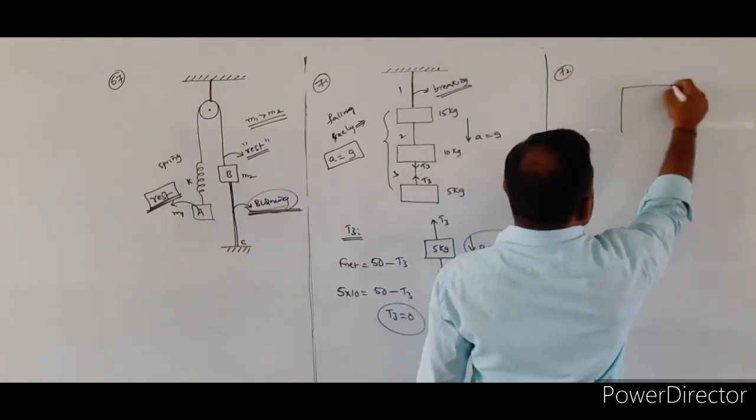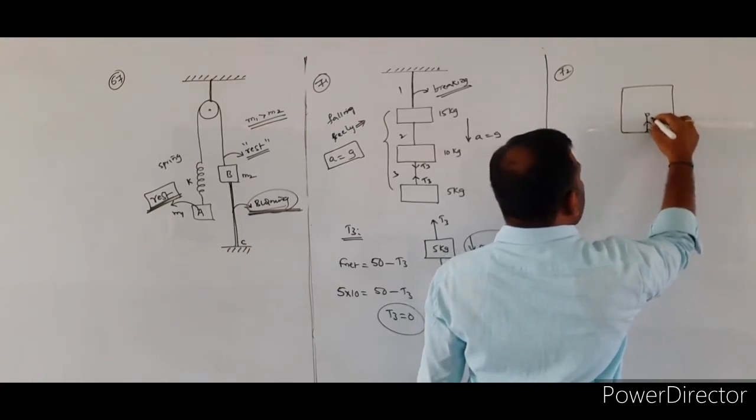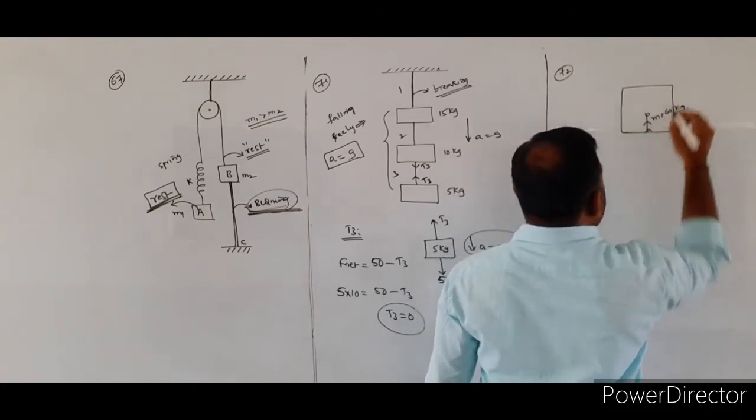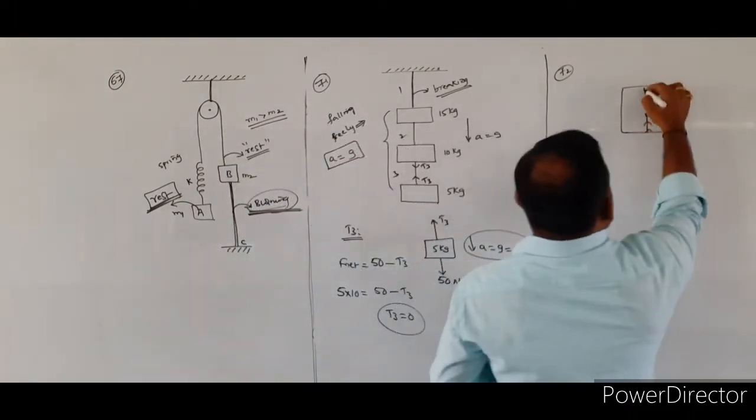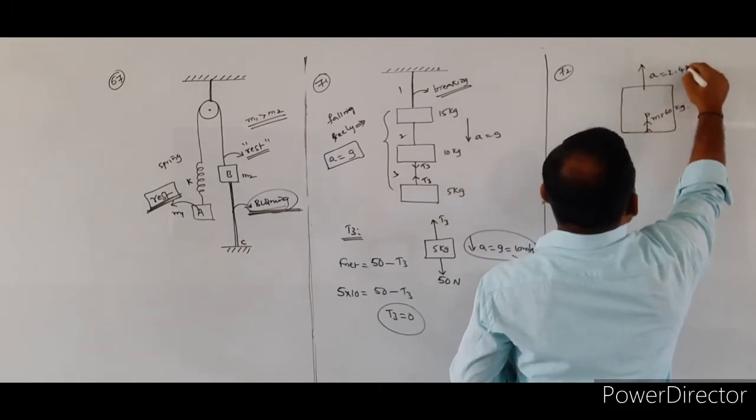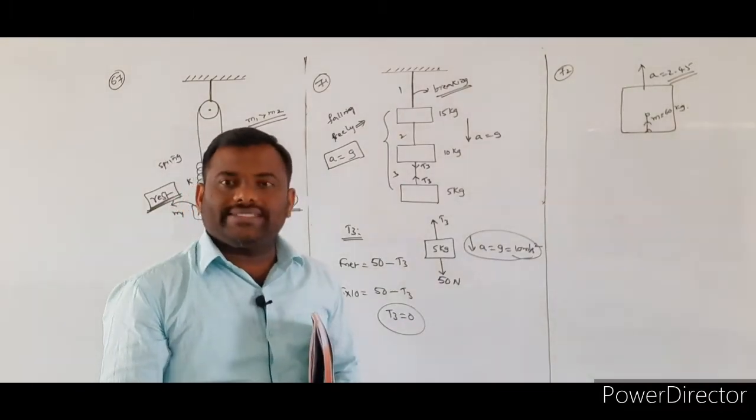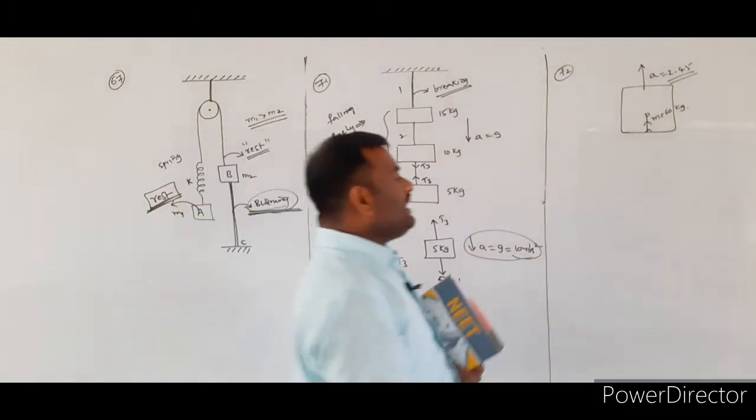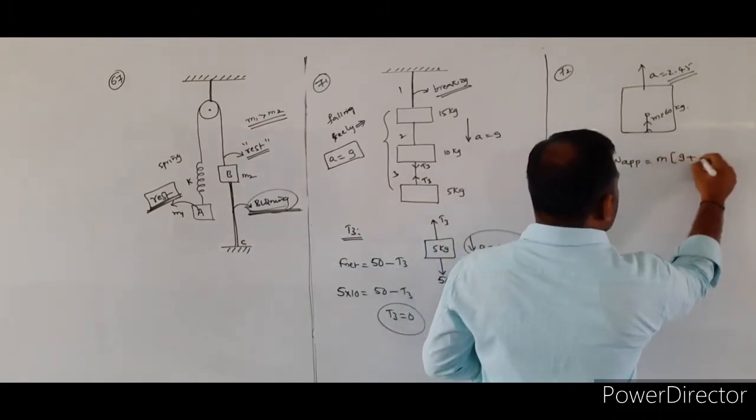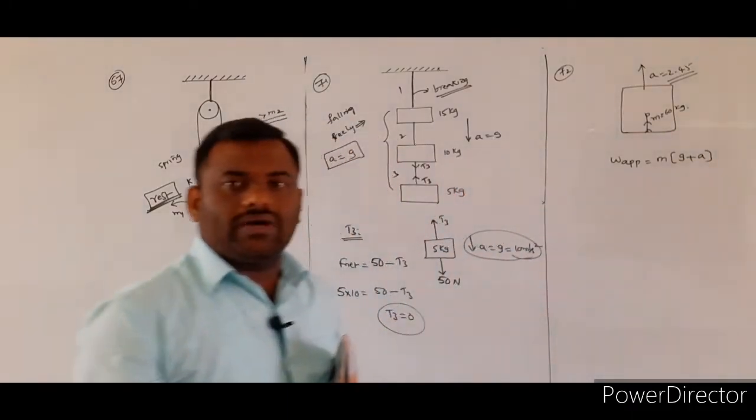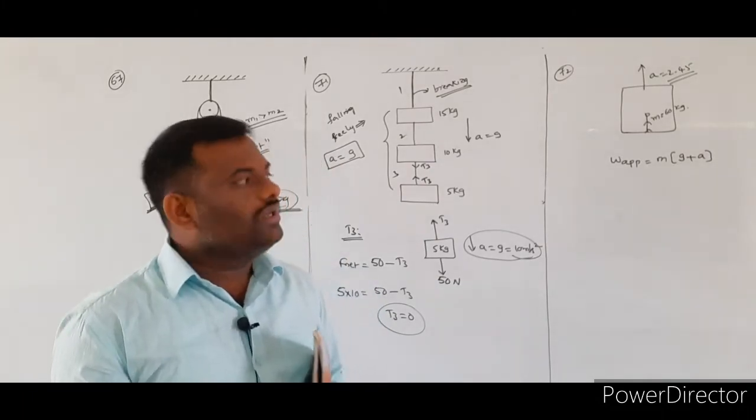So here we consider the lift case. A person is standing inside the lift whose mass is 60 kg, and the lift is moving in the upward direction with an acceleration a equal to 2.45 meter per second square. Already we know that whenever the lift is moving upward, the apparent weight formula we derived is m into g plus a. If it is moving in the downward direction, the apparent weight is m into g minus a.